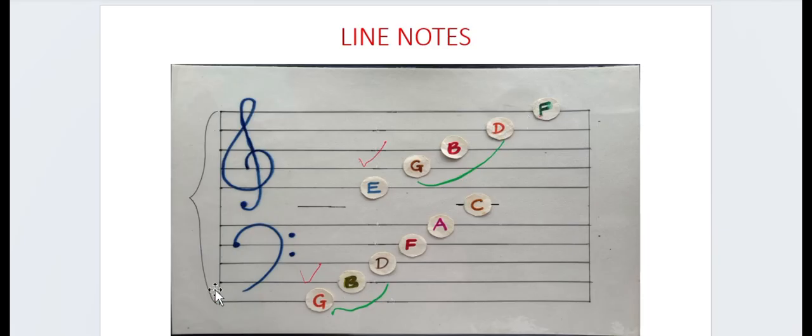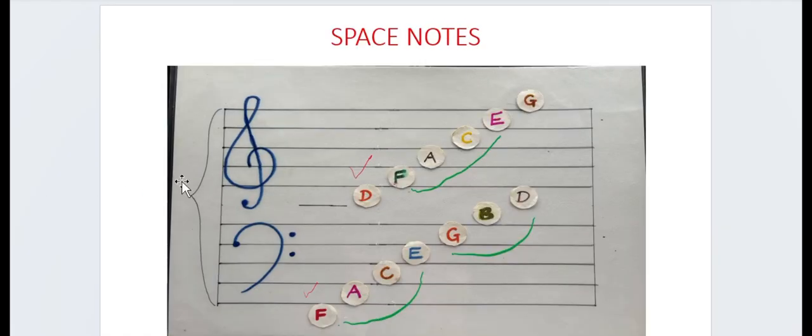This method of finding notes is useful for line notes too. If you memorize only the space notes, you can still find any line notes. Like if you want to find this line note between A and C, you know this is A, so this should be B.